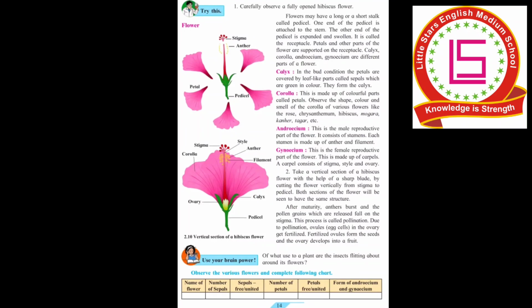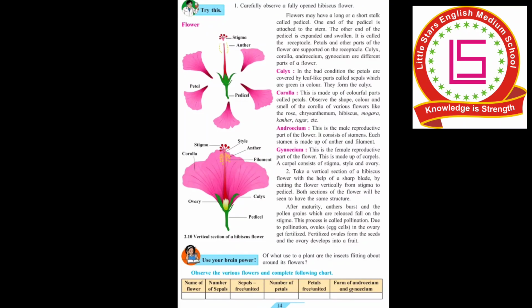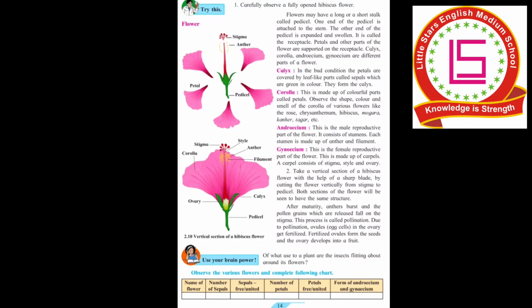After maturity, anthers burst and the pollen grains which are released fall on the stigma. This process is called pollination. And due to pollination, ovules, meaning the egg cells in the ovary, get fertilized, and the fertilized ovules form the seeds and the ovary develops into a fruit.